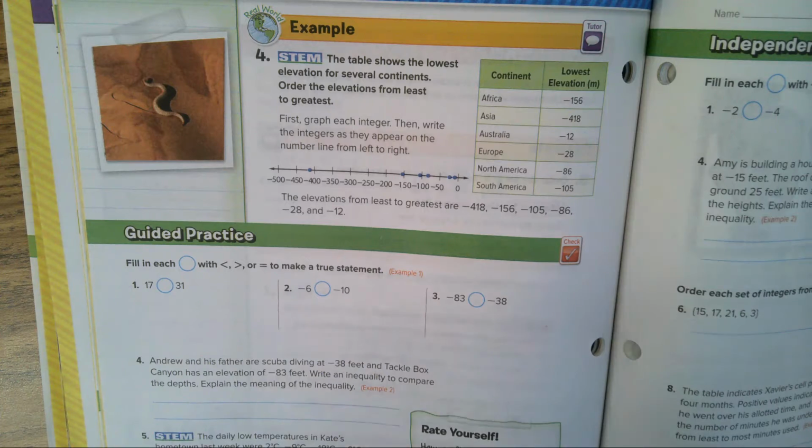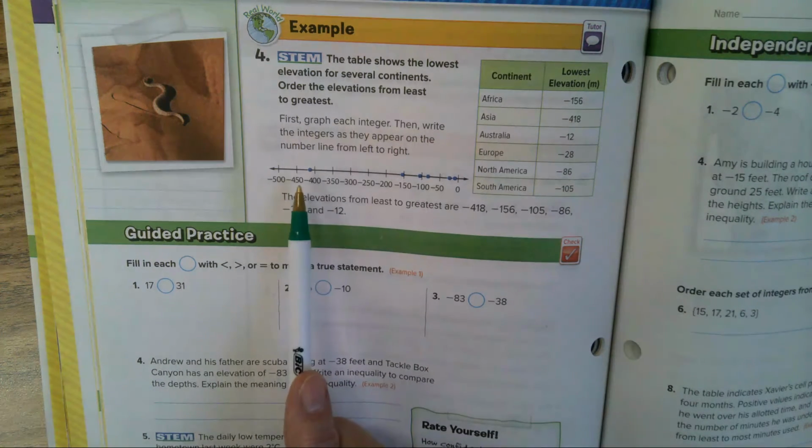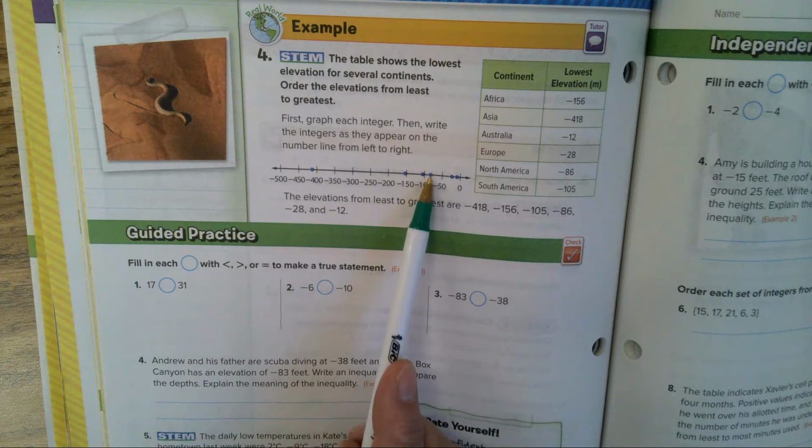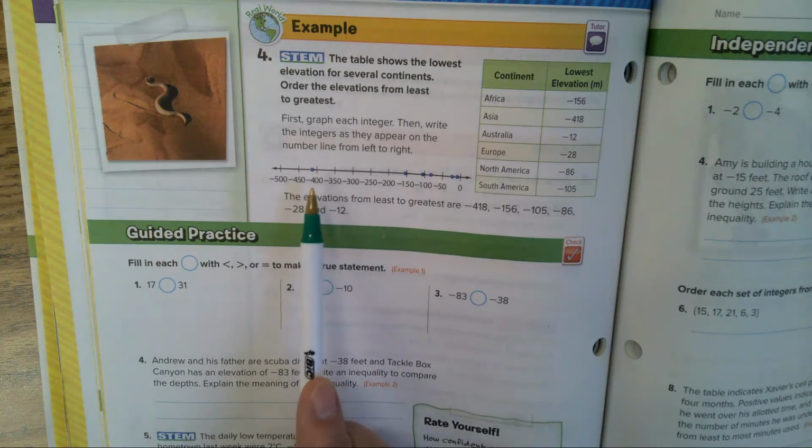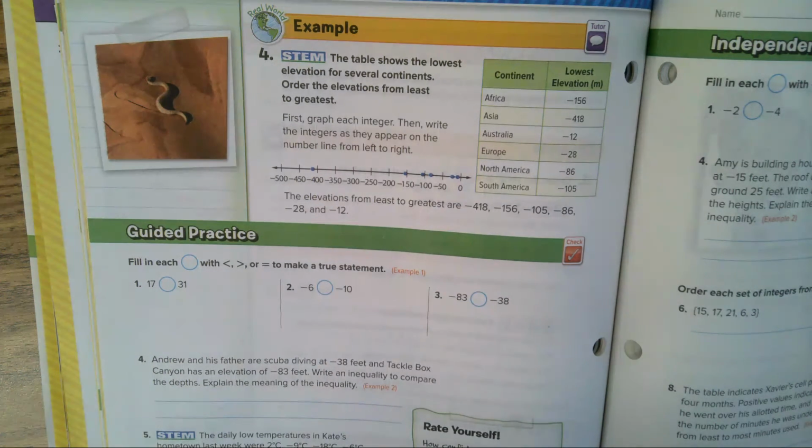So you put them in order. Here they put dots where each one of them go. This one, Asia's, is really low there. I wonder where that spot is in Asia where it's minus 400. Well, we'll have to look it up. That's just sort of interesting. That's something we can look up later.